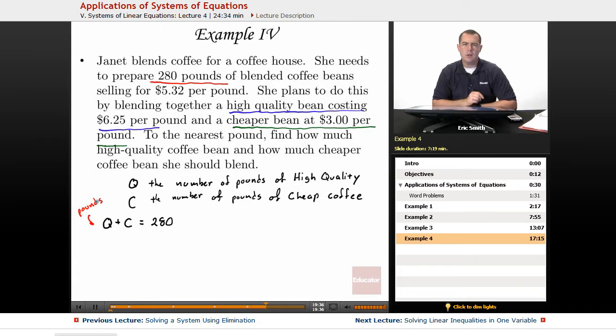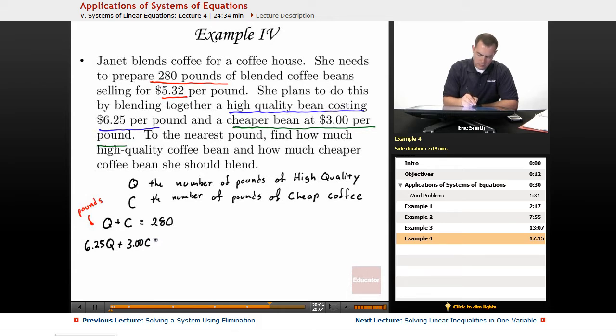Now the second part will have to deal with the cost. We want the final mixture to be $5.32. So we'll use the cost of the high quality coffee bean and the cost of the low quality coffee bean to blend the two together and get that final cost. So let's see what we have here. Normally, high quality coffee costs $6.25 for every pound, and the cheaper coffee usually costs $3 a pound. And what we're hoping to make is $5.32 for that final 280 pounds of coffee. So let's mark this other one as just costs.